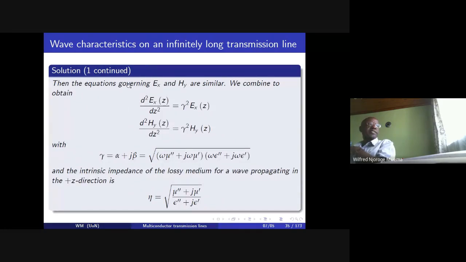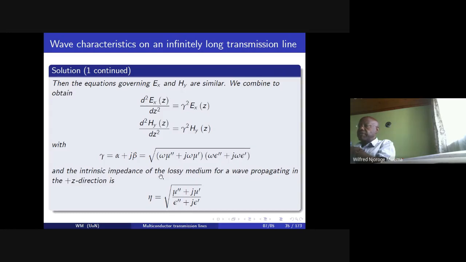Then, the equations that are governing Ex and Hy are similar, and we combine to form, that is, we can always differentiate with respect to z and substitute into the values, and this is what we'll get, a gamma squared Ex of z, and the other one will be a gamma squared Hy of z, where gamma is going to be given by alpha plus j beta, the square root of a series impedance per unit length multiplied by a shunt admittance per unit length given by those values.